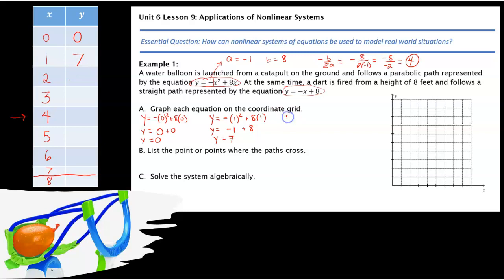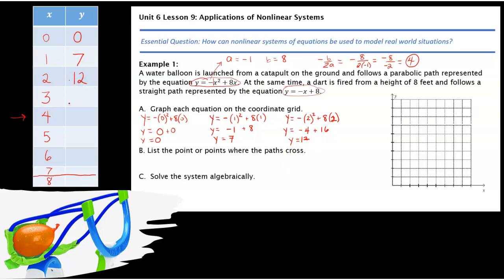Let's go ahead and try one more, and then I'll fill in the rest of the chart for you. y equals the negative of 2 squared plus 8 times 2. Order of operations says take care of exponents first. 2 squared is 4. Then we have a negative, so negative 4, plus 8 times 2, which is 16. So y is equal to negative 4 plus 16, which gives us a positive 12. So this is a positive 12.